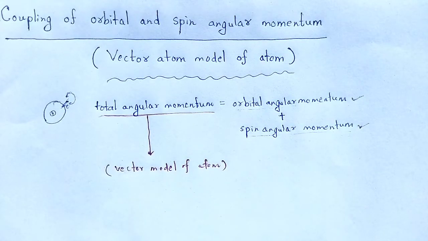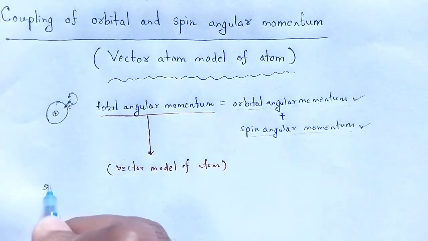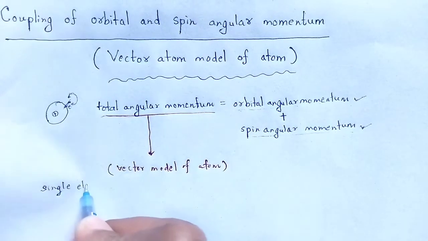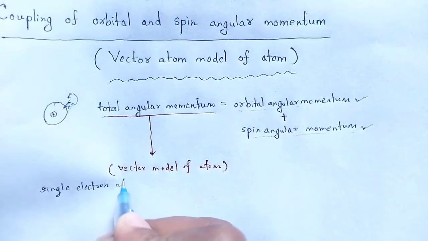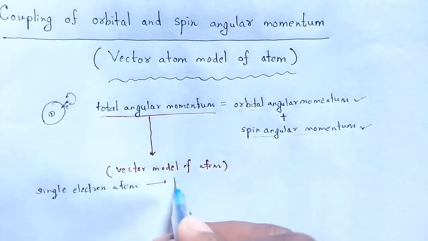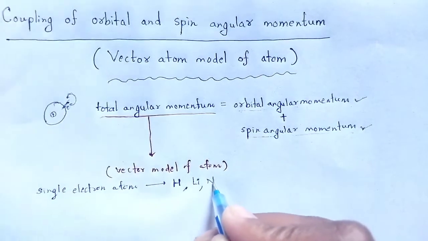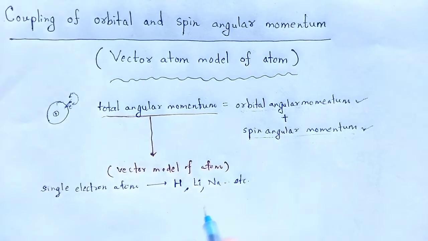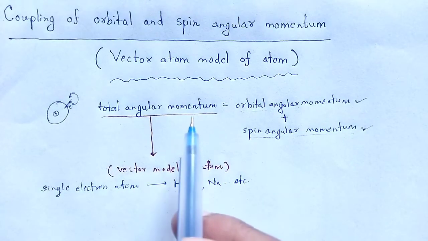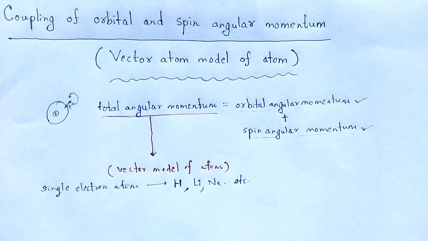Consider an atom whose total angular momentum is provided by a single electron. We consider a single electron atom like hydrogen, lithium, sodium, etc. Since the total angular momentum of a closed shell is 0, that's why we prefer this type of atoms.